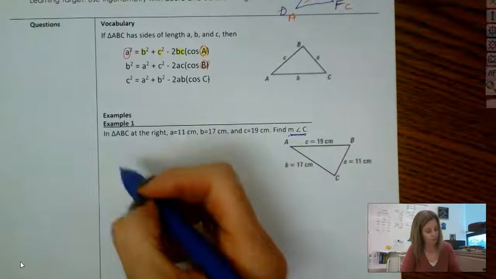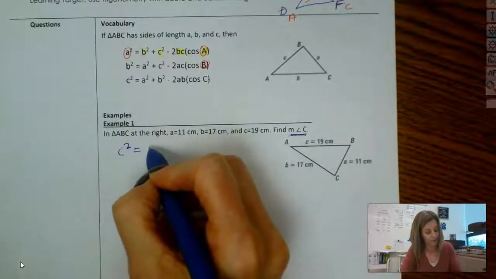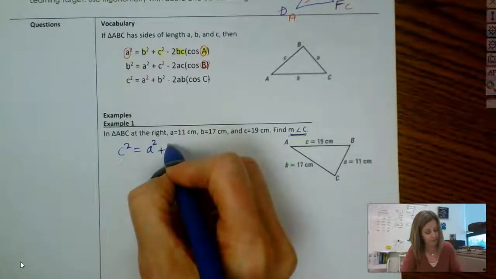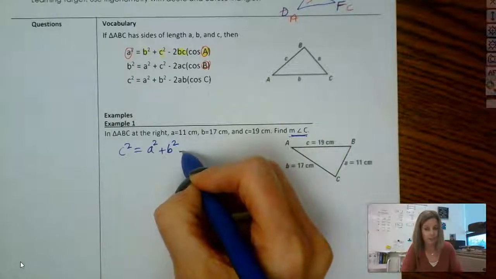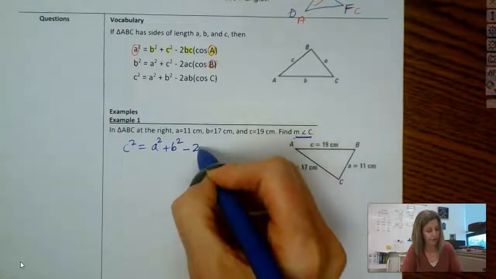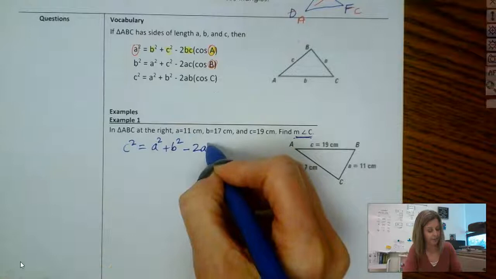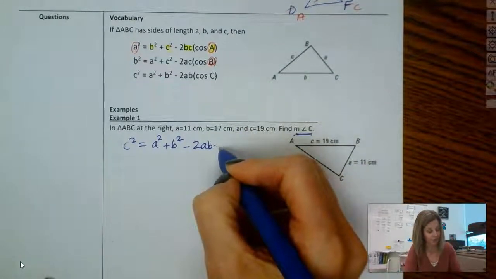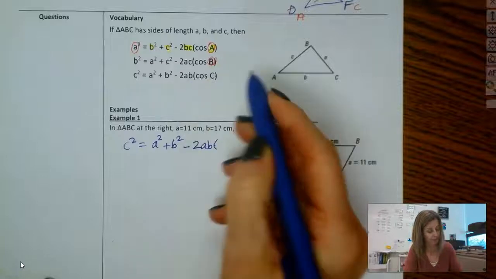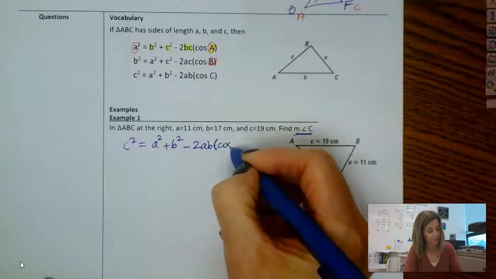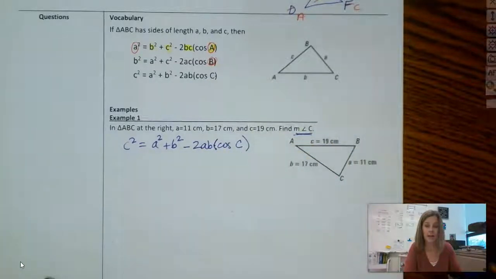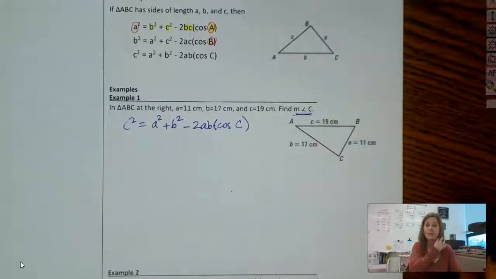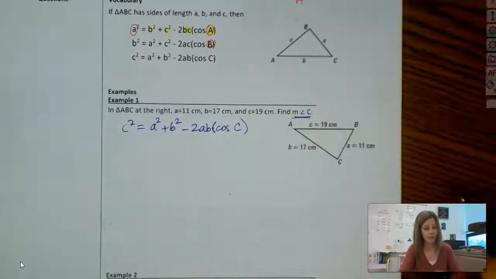So step one, let's rewrite it. C squared equals A squared plus B squared. And it's always minus 2 and then times these two letters, A, B, and then times, I like to put a dot. I don't think you have to. Or actually, let's do parentheses like I did above. Times cosine of angle C. So from here on out, we plug in and we calculate.